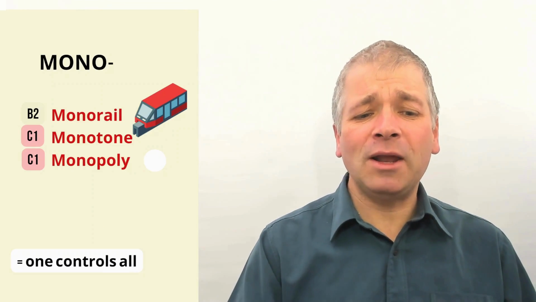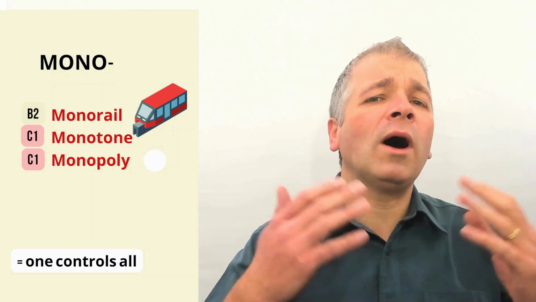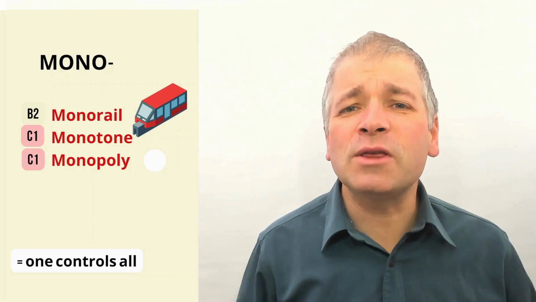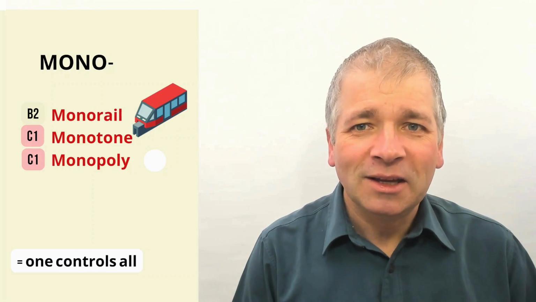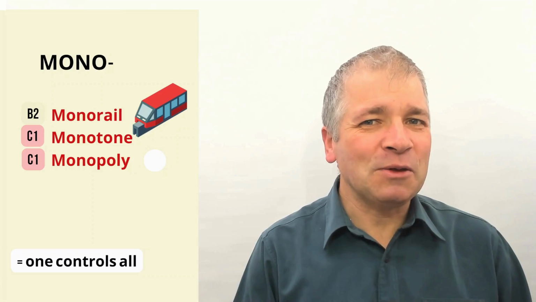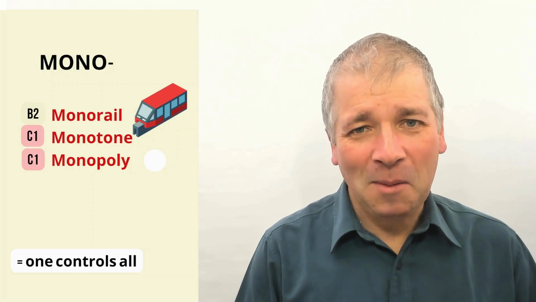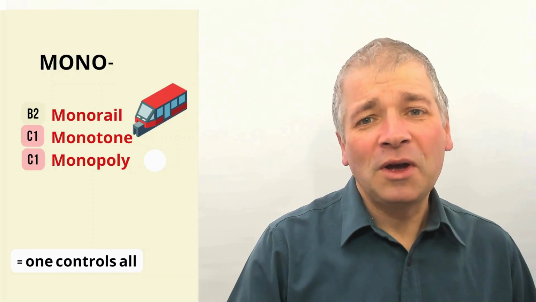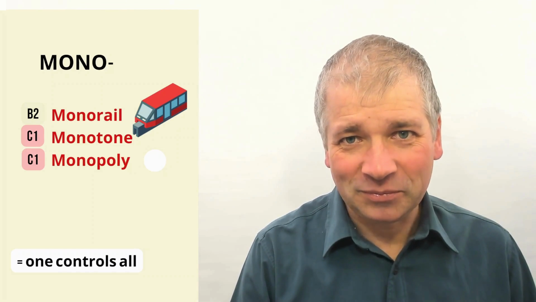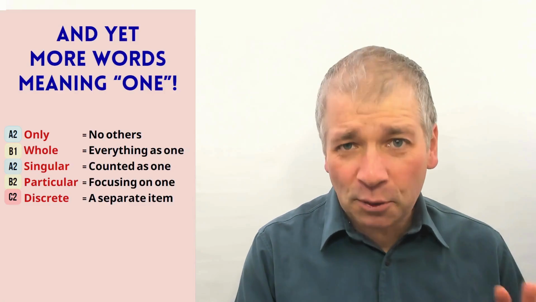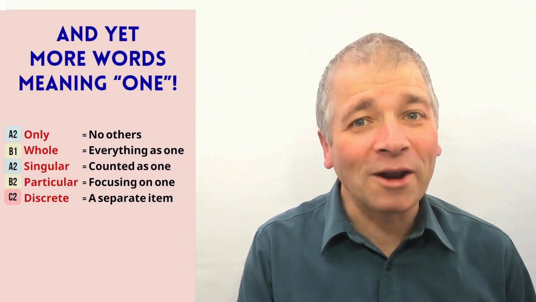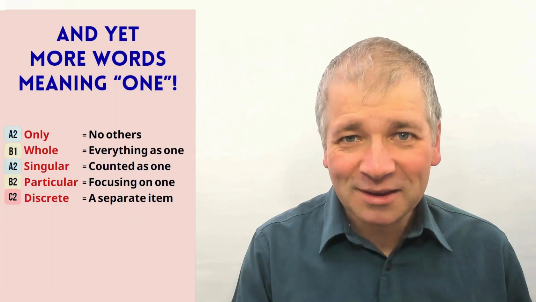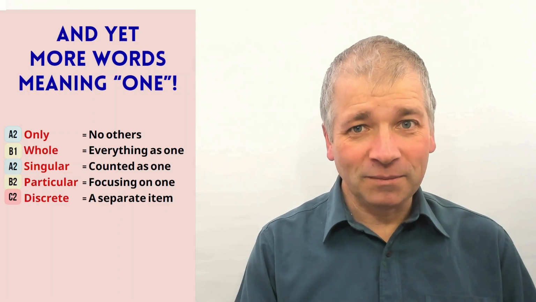Monopoly is when one country or one person or one organisation controls everything in the area. Can you think of a company that's bigger than all other companies in their sector? If they are, they're called a monopoly. And there are lots of other words that have this meaning of one as well. Only means no others, so really just one.